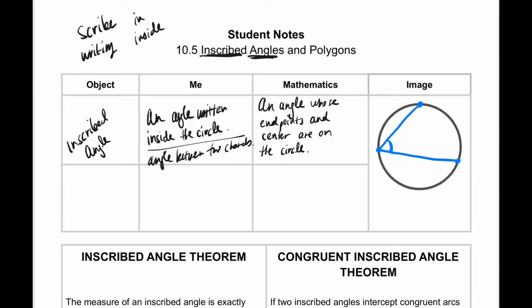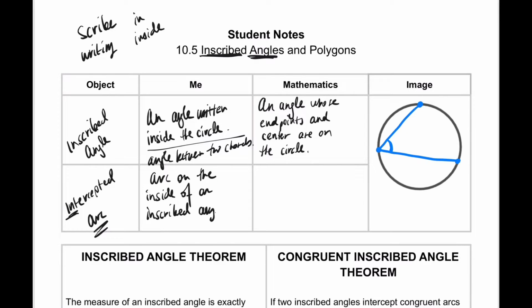Okay? So the next thing we're going to need is something called the intercepted arc. This is just an arc, but it's on the inside. I think of it like this: an arc on the inside of the angle. Let's say on the inside of an inscribed angle. So an arc on the inside of an inscribed angle.